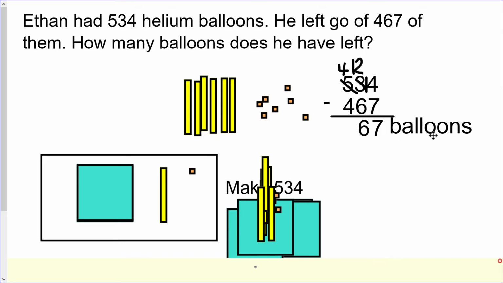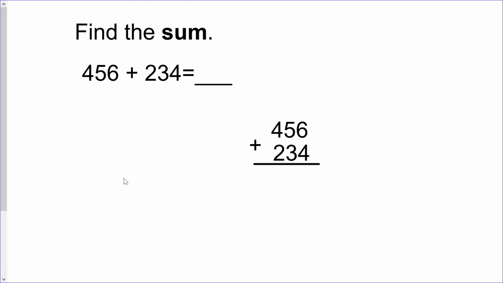67 balloons. Ethan, next time hold on to your balloons. Did our number get smaller? Yes, it did. Okay. All right. Who remembers what sum means? Who's the smart person that remembers? When you see sum, you are going to add.